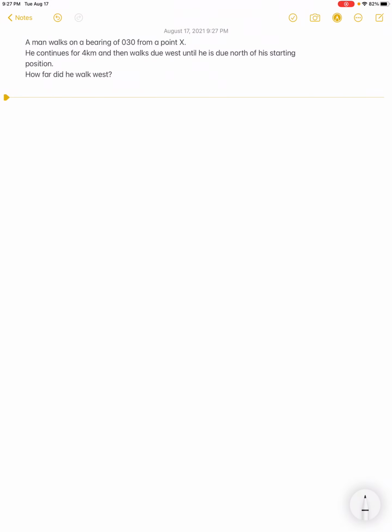Right, let's get started with this question. We have a man who's going to start walking from a point, and we call this point X in the question. He's going to walk on a bearing of 30. So let's set this up. This is north, east, south, and west. He starts at point X, and he heads in a direction that is 30 degrees from the north. He walks a total distance of 4 kilometers.